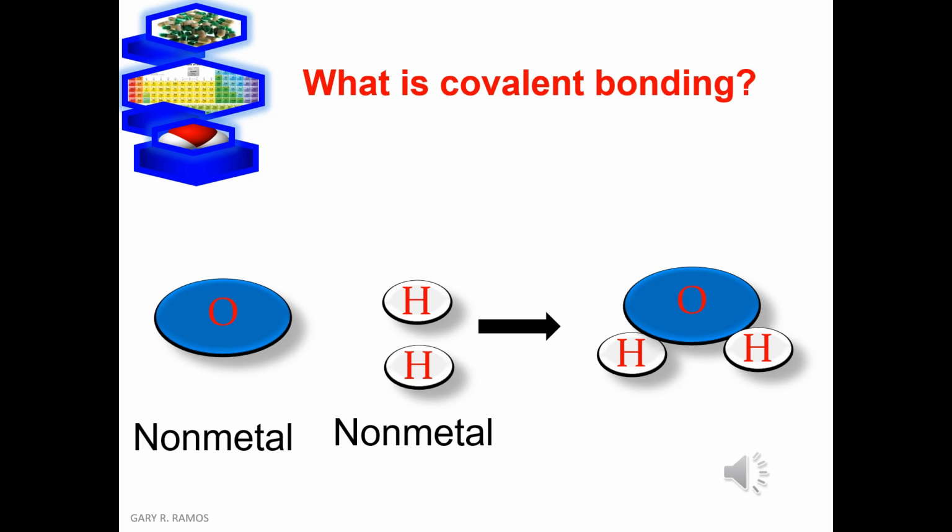So what is covalent bonding? Covalent bonding is a type of chemical bonding which is formed when two or more atoms share their valence electrons. The covalent bonding usually happens between two or more nonmetals. In this example, both oxygen and hydrogen are nonmetals.